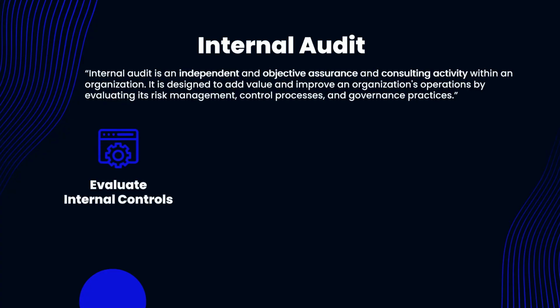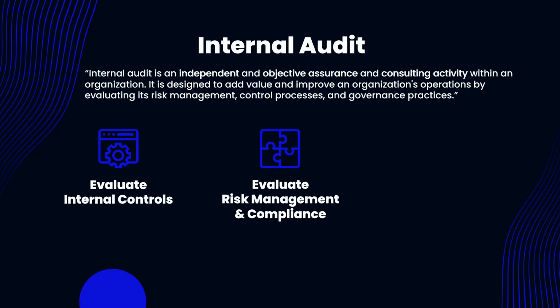One of the main objectives of internal audit is to assess the effectiveness of an organization's internal controls. Internal auditors examine the design, implementation, and operating effectiveness of control processes. Another one is to evaluate the organization's risk management practices. Internal auditors identify and assess the risks that may impact the achievement of organizational objectives. They work with management to develop effective risk management strategies.